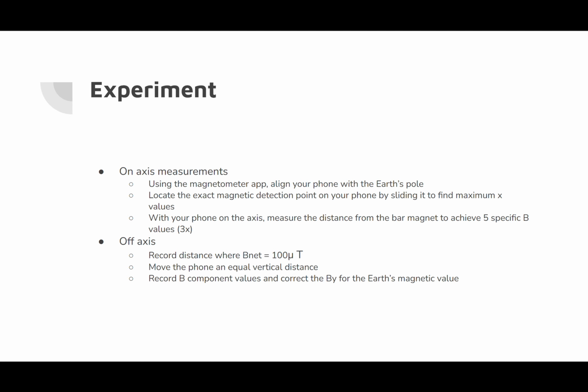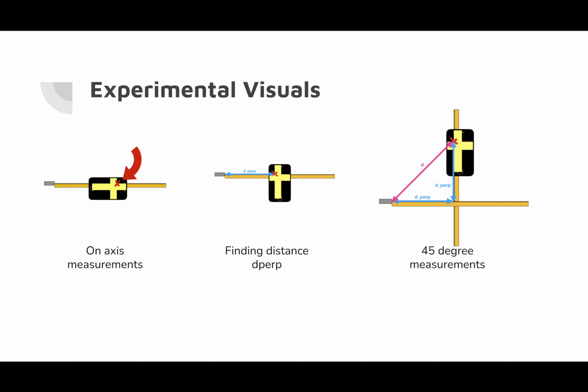And for the off-axis, we recorded the distance where B net was 100 microtesla, and then we moved our phone in equal vertical distance to find the 45-degree B value in our magnetic field components. This is a little visual for our on-axis, perpendicular, and the 45-degree measurements. As you can see, the on-axis phone was horizontal, and then for the 45-degree, we had to move it vertical.